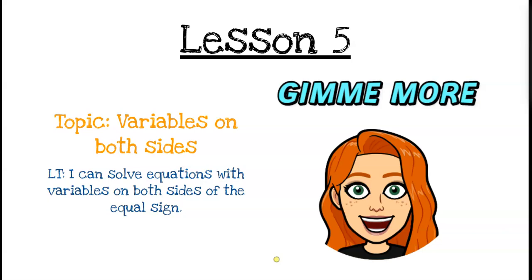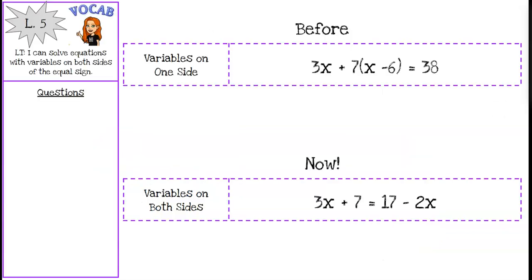All right, lesson 5, variables on both sides. So I can solve equations with variables on both sides of the equal sign. Before, we've only experienced variables on one side of the equal sign. If we draw our line, all of our variables are either on the left or on the right. The only time we see an x here is on the left-hand side. There are no variables on the right.